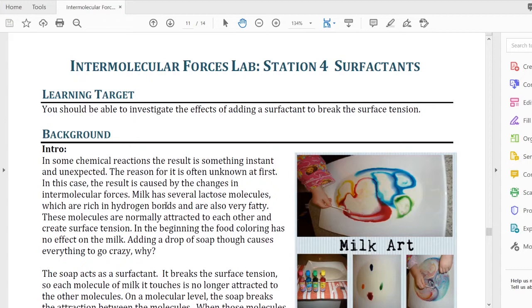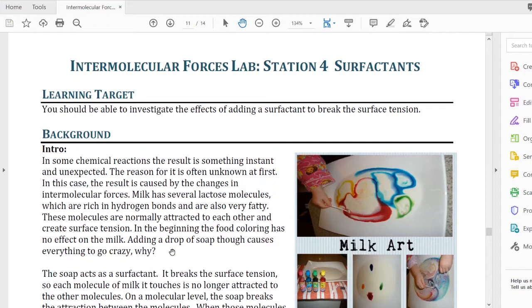In this case, it is caused by the changes in intermolecular forces. So you're going to see milk, and I'm going to use whole milk, has several lactose molecules which are rich in hydrogen bonds and are also very fatty. These molecules are normally attracted to each other and create surface tension. In the beginning, the food coloring has no effect on the milk. You'll see that. And then you'll see what happens when I drop soap in it.